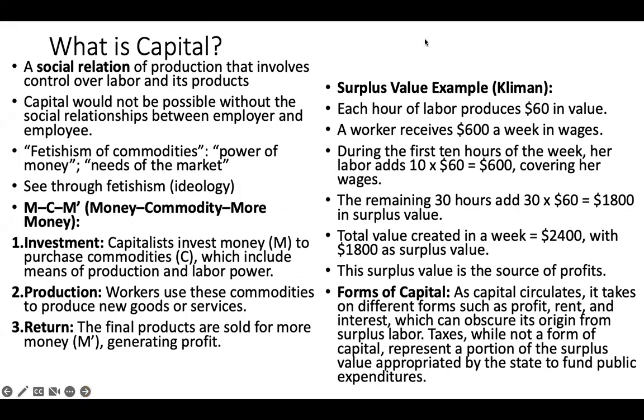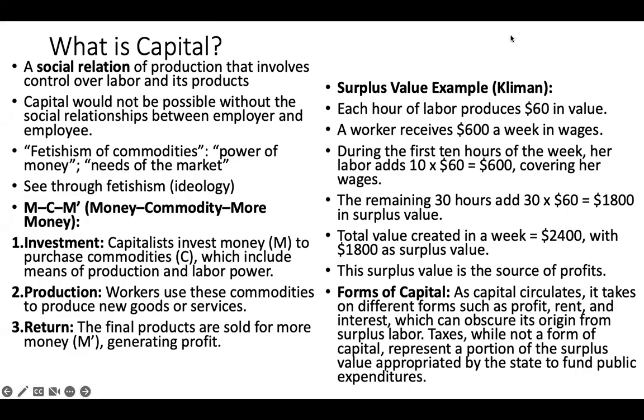So what is capital? The term capitalism is again sort of a shorthand term, not really a term that Marx used himself. He talks much more about capital than he talks about capitalism. He would refer to things like the capitalist mode of production, like I already said, which is kind of what people mean when they say capitalism.